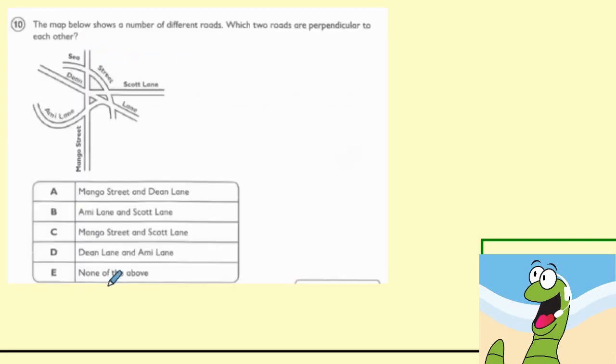And finally, number 10. The map below shows a number of different roads. Which two roads are perpendicular to each other? First thing you need to know: what does perpendicular mean? Don't know that? You cannot answer this question. Perpendicular lines connect at 90 degrees. That's the first thing. Okay, let's have a look at the statements.